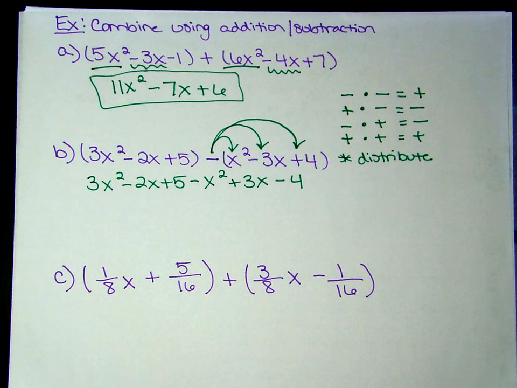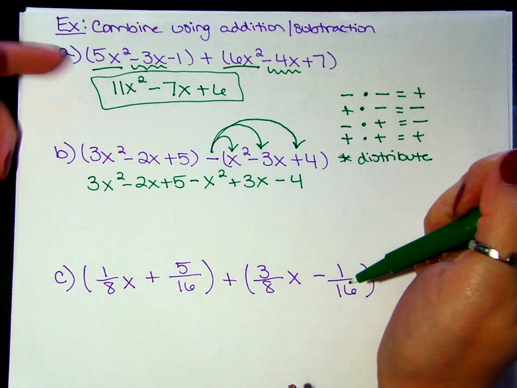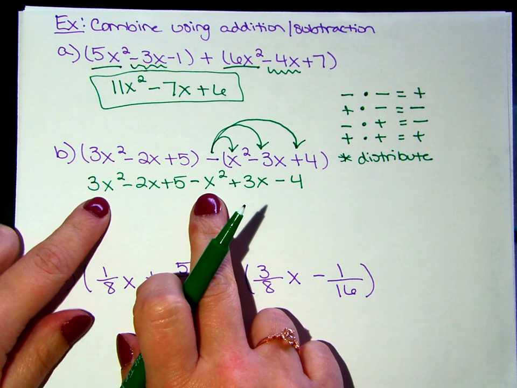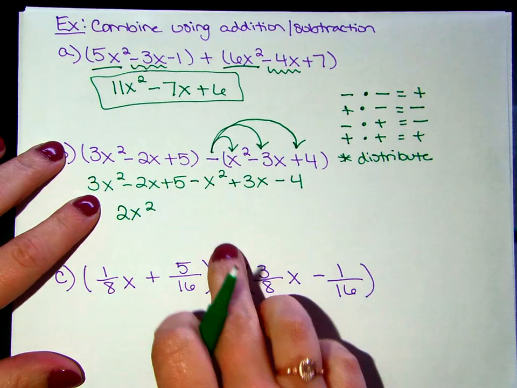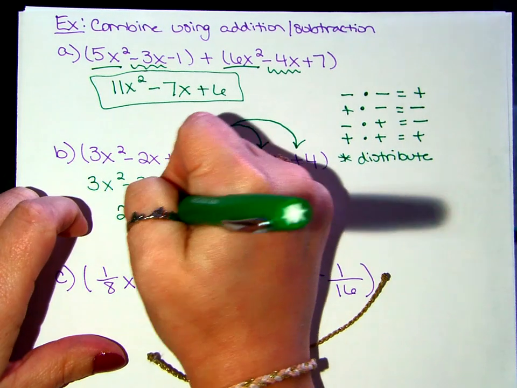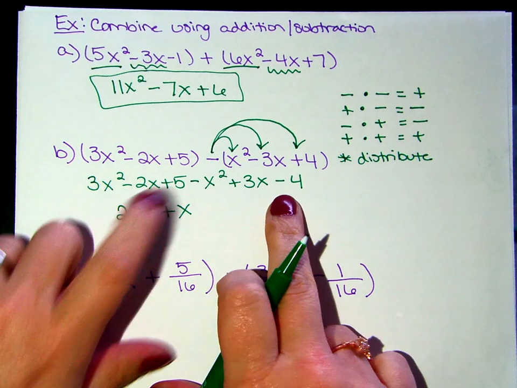Once you've distributed, you work it the same way as if you're adding. I look for my like terms. I have 3x squared minus x squared. So that'll give me a 2x squared. Then I look over and I have a negative 2x and a positive 3x. That'll give me a positive x. And 5 minus 4 gives me a plus 1.